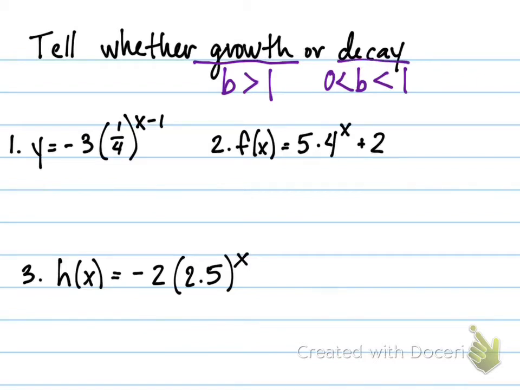So I need to identify in 1, 2, and 3, what are my b values? My b values are the numbers that are attached to the x exponent. So in number 1, it would be 1/4. So therefore 1/4 is going to mean that it's an exponential decay. For number 2, 4 would be my b value, so it would be an exponential growth. And number 3, 2.5 would be my b value. So then that is greater than 1, so it would be a growth.